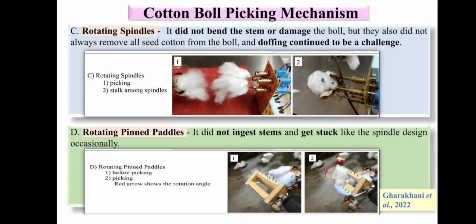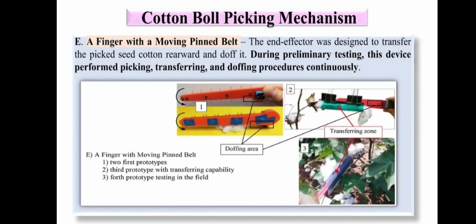It contains before picking and picking. The red arrow shows the rotation angle. It does not ingest stems. But in rotating spindles, it did not bend the stem or damage the ball. But they also did not always remove all seed cotton from the ball, and doffing continues to be changed.